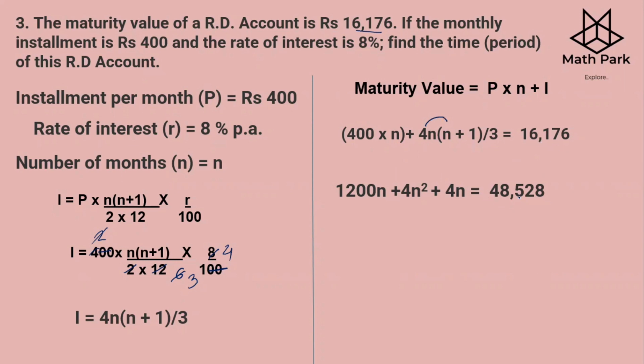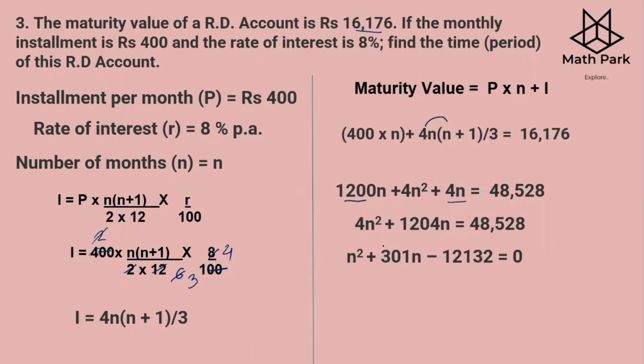16,176 times 3, you get 48,528. Now dividing this throughout by 4, let us divide this throughout by 4. First we add this, we get 1204n. So now we will take this 48,528 here and divide by 4.